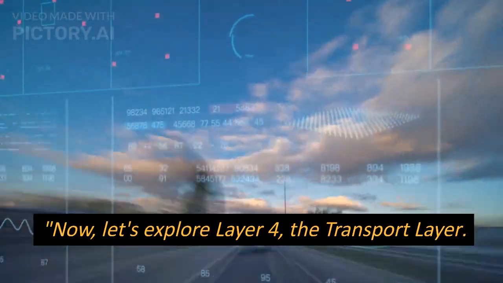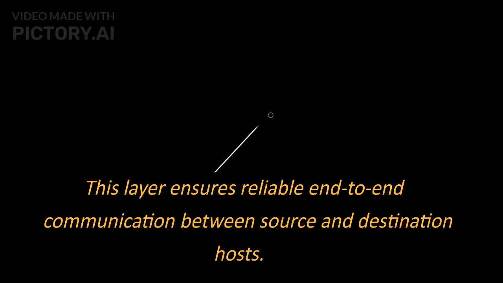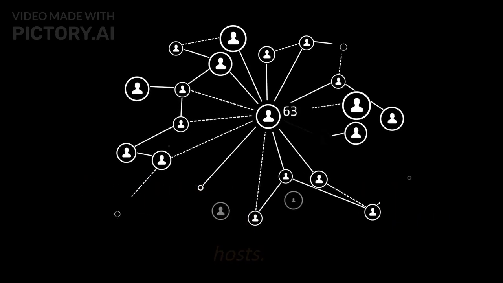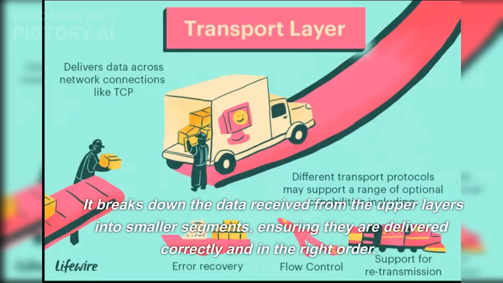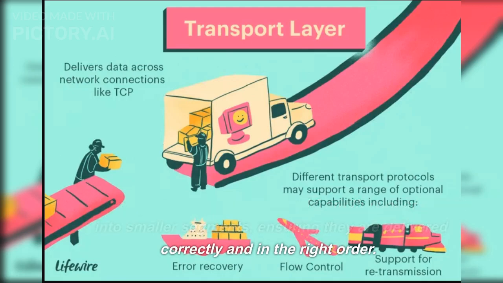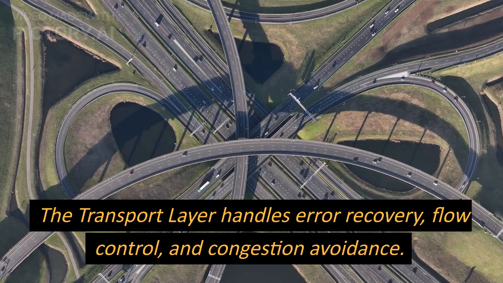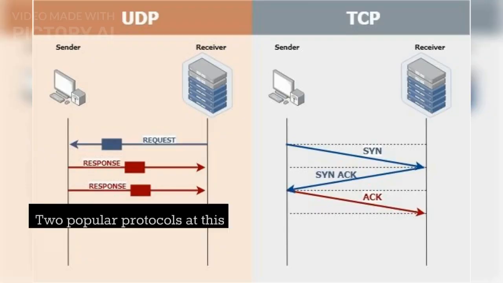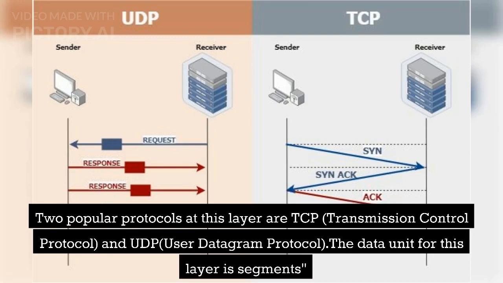Now, let's explore layer 4, the transport layer. This layer ensures reliable end-to-end communication between source and destination hosts. It breaks down the data received from the upper layers into smaller segments, ensuring they are delivered correctly and in the right order. The transport layer handles error recovery, flow control, and congestion avoidance. Two popular protocols at this layer are TCP, Transmission Control Protocol, and UDP, User Datagram Protocol. The data unit for this layer is segments.